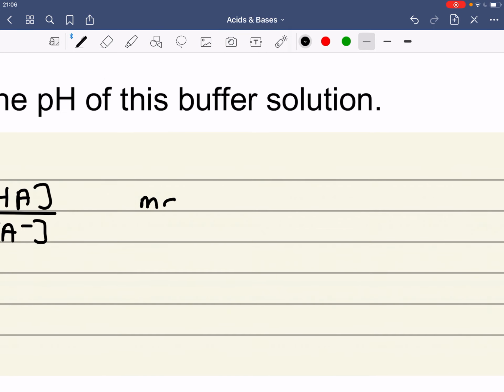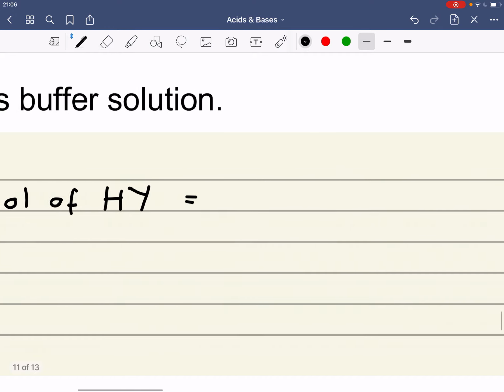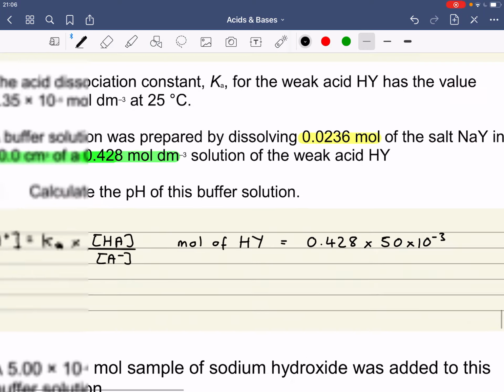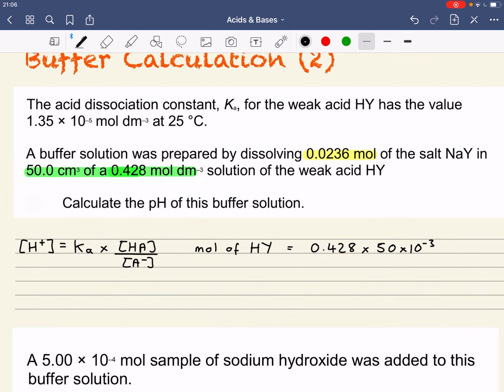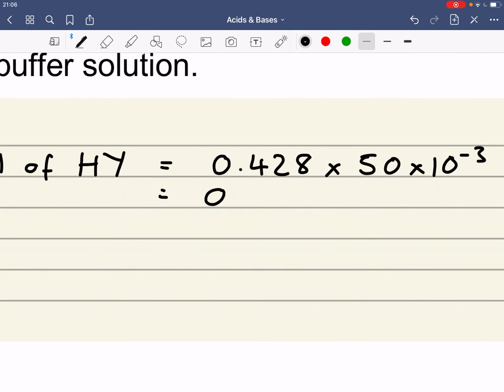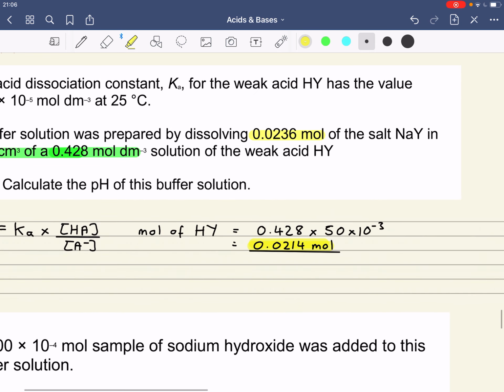So moles of HY, that's the first thing I'm going to do. That's equal to, moles is concentration times volume. So it's 0.428 times 50. Again, got to convert that into decimeters cubed. When we do that, we get a moles value of 0.0214 moles. Now, I've got my units consistent. I've got moles of HY and moles of my Y minus in this case.